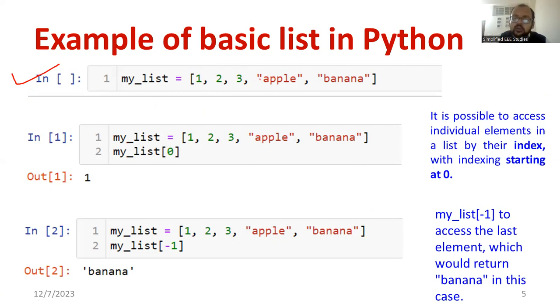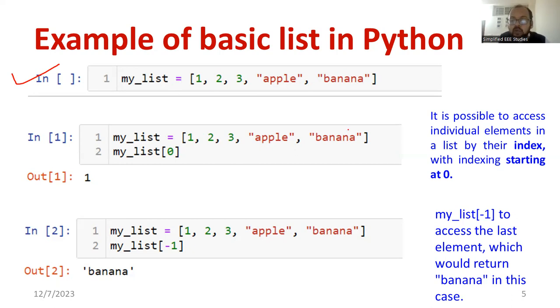Then you can put another data type if you want. Otherwise, you keep it as it is. Apple, banana. See here, apple and banana are string data types, whereas 1, 2, 3 are integer data types. As I already told you, the list is going to support a variety of data types.